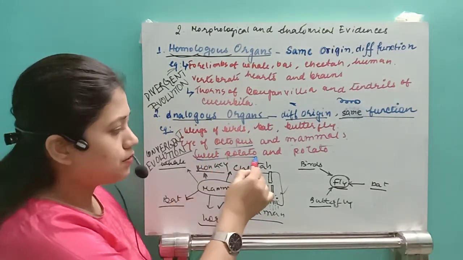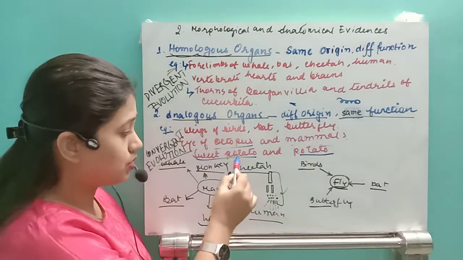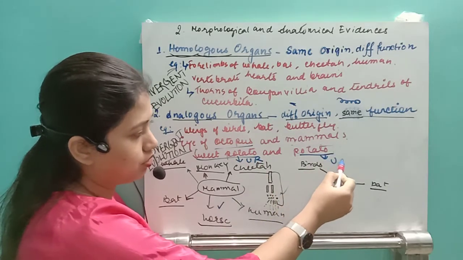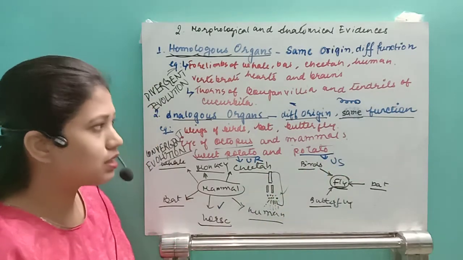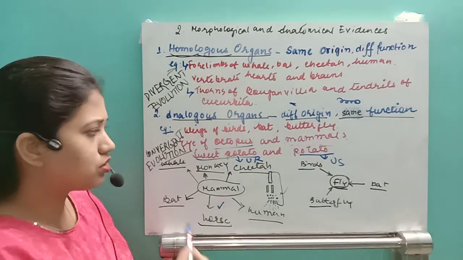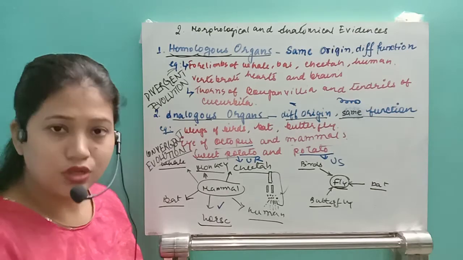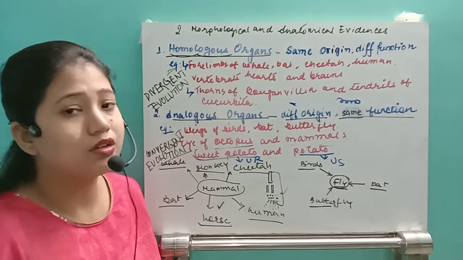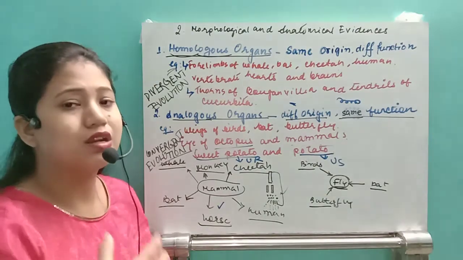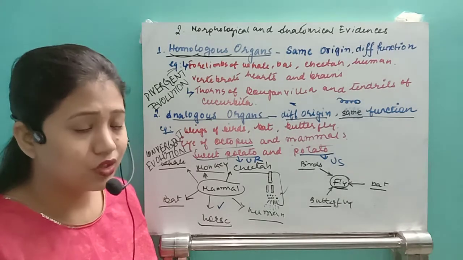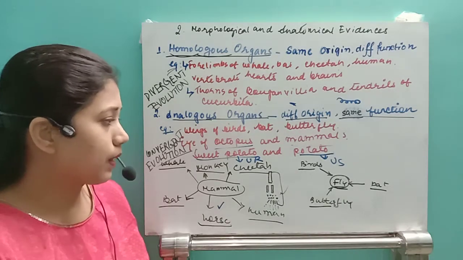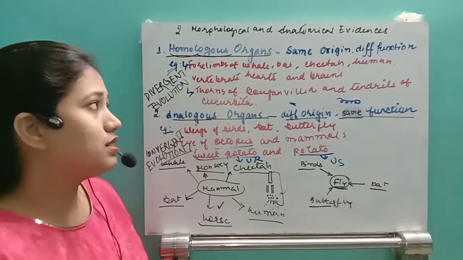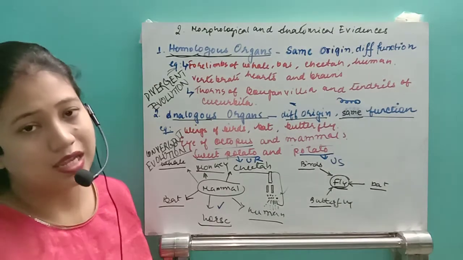Next one, sweet potato and potato, right? Sweet potato is the underground root, and the potato is the underground stem. Different, isn't it? Ultimately, they have different origin but the same function. Both of them store food. So sweet potato and potato have different origin. One is a modified root, another is a modified stem. Ultimately, they are performing the same function. What is the function? To store the food, that carbohydrate or starch we take, right? So these are the examples of homologous and analogous organs.